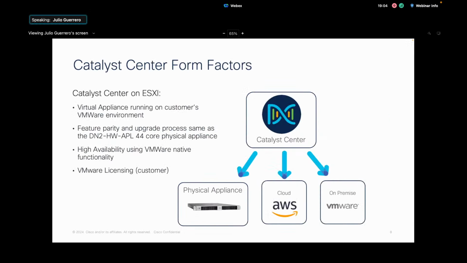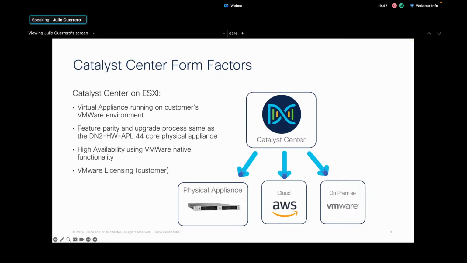As you know, Catalyst Center has different form factors. You may be familiar with the physical appliance, the AWS version that we released last year, and the upcoming on-premises VMware ESXi version. This virtual appliance will run in your VMware ESXi environment, either on vSphere or in standalone mode. It will have feature parity with the DN2 and the upgrade process. Deployment will be very similar, as well as the scaling numbers. All the high availability for Catalyst Center on VMware ESXi will rely on vSphere functionality.